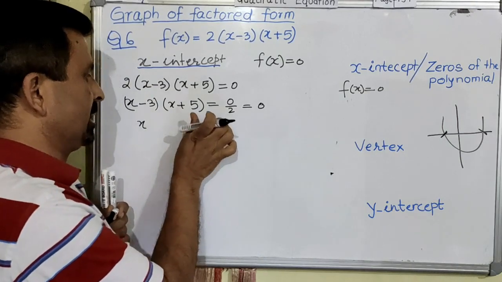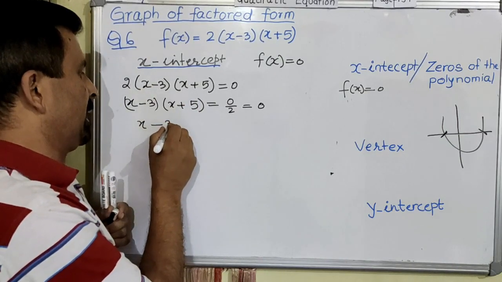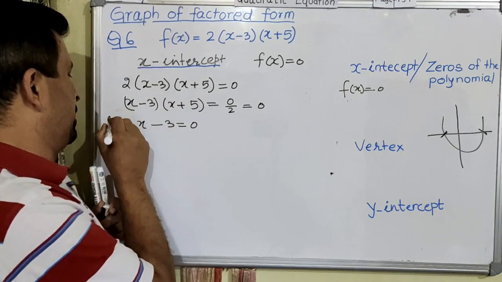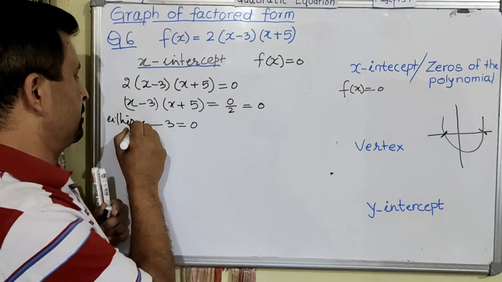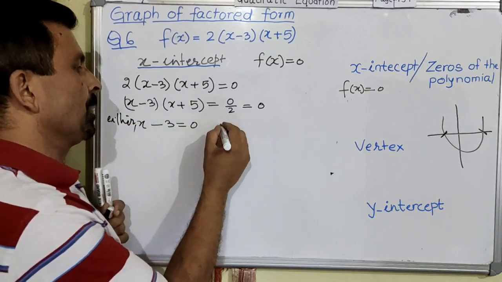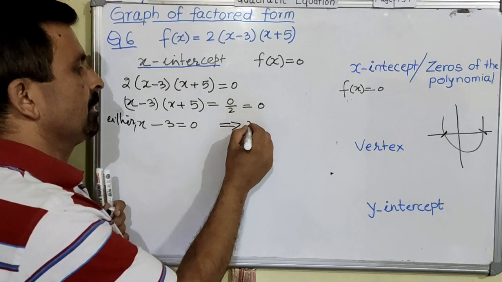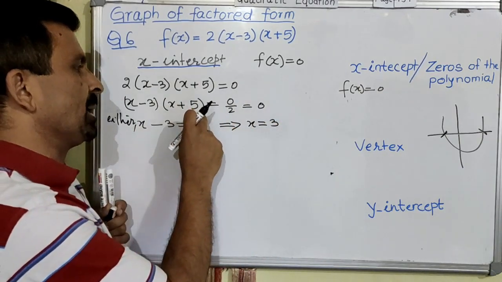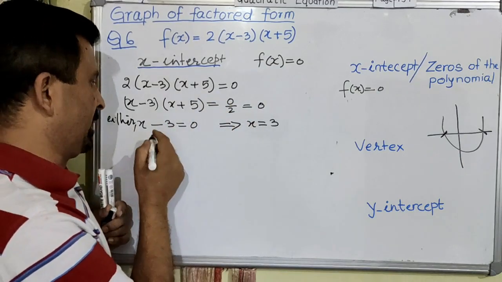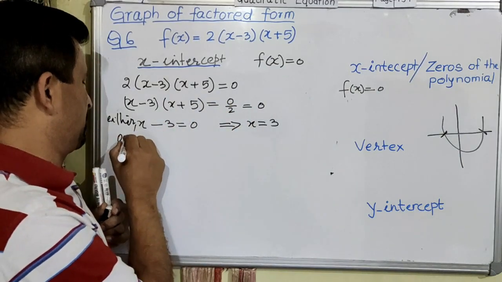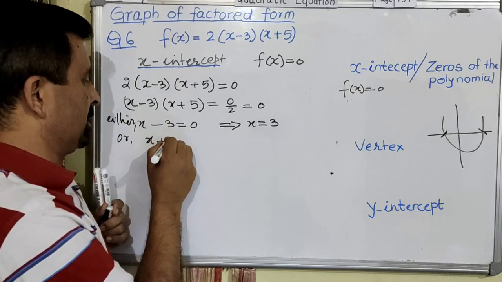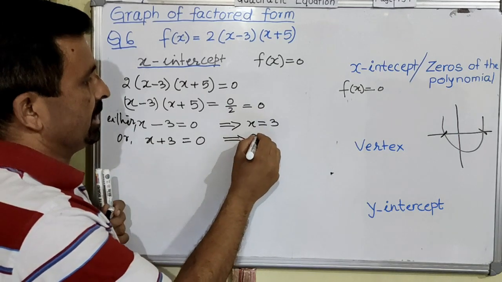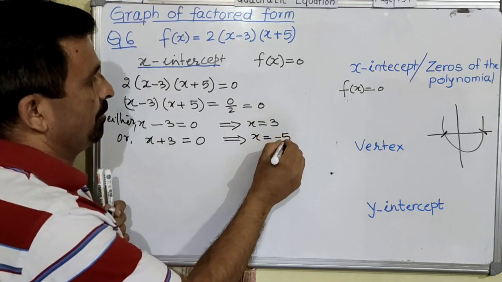Let me complete it again. First of all, we will equate x minus 3 as equal to 0. This implies your x becomes 3. Clear? Likewise, now we will equate this part, x plus 5, equal to 0 and we will get another value of x. So x plus 5 is equal to 0. This implies your x is equal to negative 5.